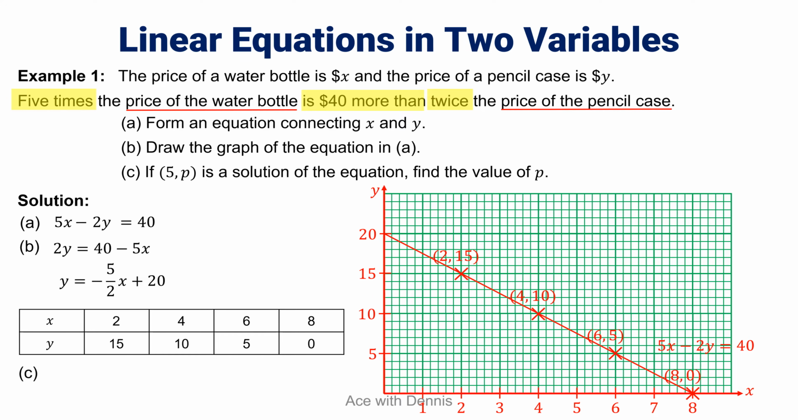So for C, to find the value of p, the coordinates (5, p) tell us that the x value is 5, and from the graph, the corresponding value of y is 7.5. Hence, from the graph, the value of p is 7.5.